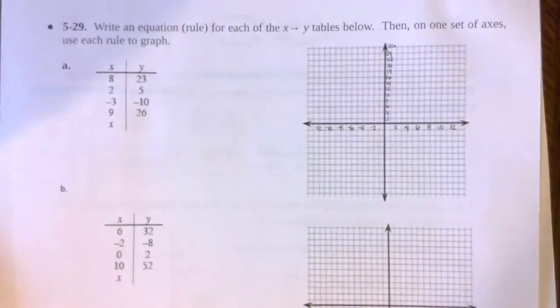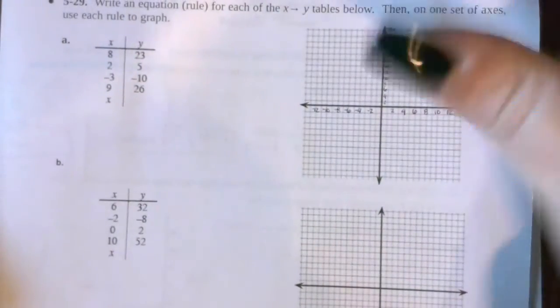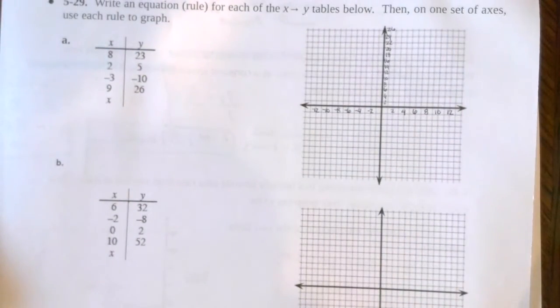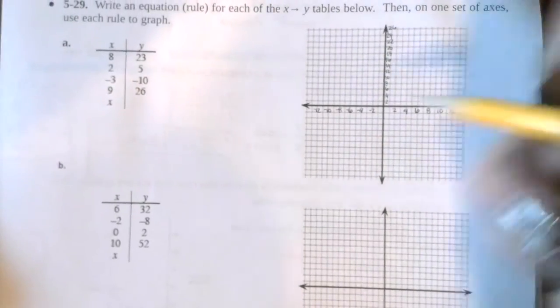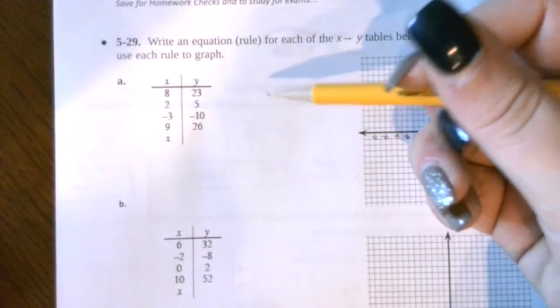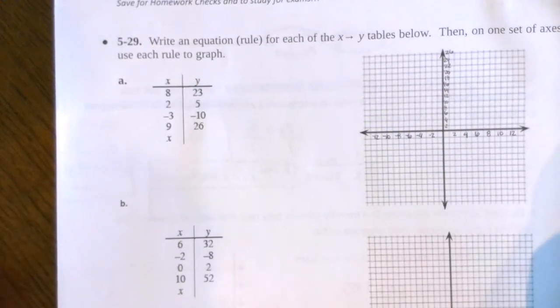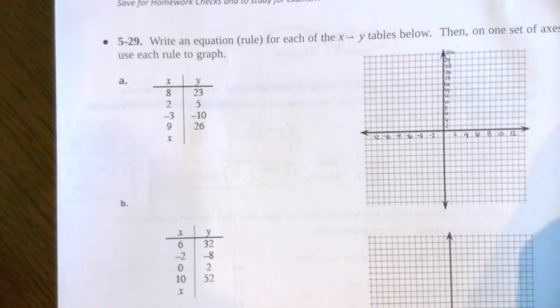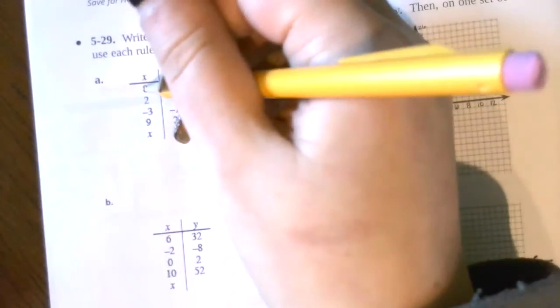Okay, so next up, we have to write an equation or a rule for each of these tables that we're given below. And then on the set of axes, we have to graph that. So notice we have a nice mixed up board game table. This is not anywhere in order. So the first thing I'm going to start with is getting this in an order that I can work with. All right, so numbers that are close to each other. Let's see. Ooh, an 8 and a 9.